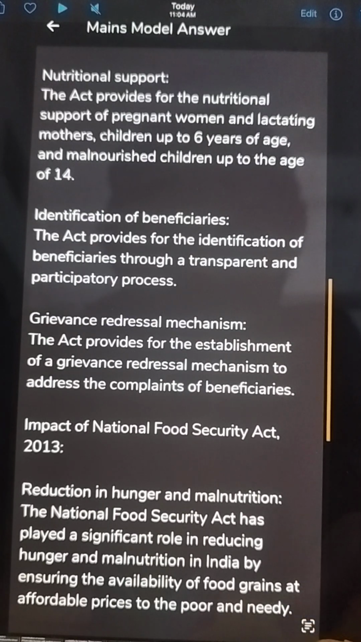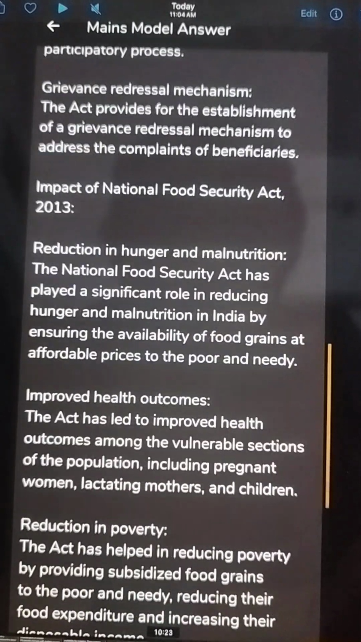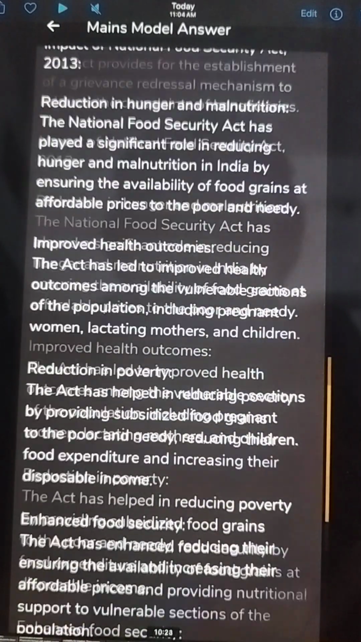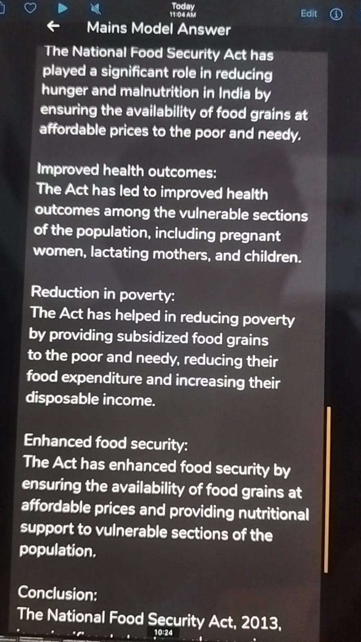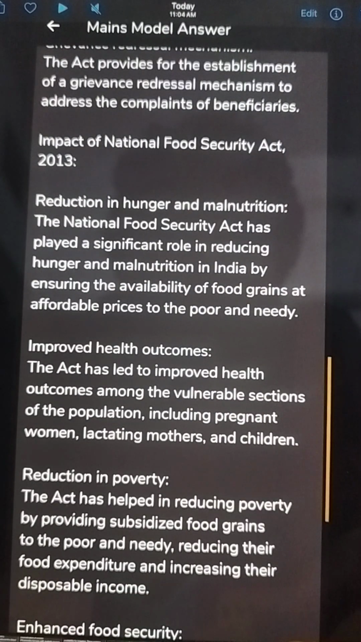Then comes impact of National Food Security Act 2013. Reductions in hunger and malnutrition. The National Food Security Act has played a significant role in reducing hunger and malnutrition in India by ensuring the availability of food grains at affordable prices to the poor and the needy. Improved health outcomes. The Act has led to improved health outcomes among the vulnerable sections of the population, including pregnant women, lactating mothers and children.